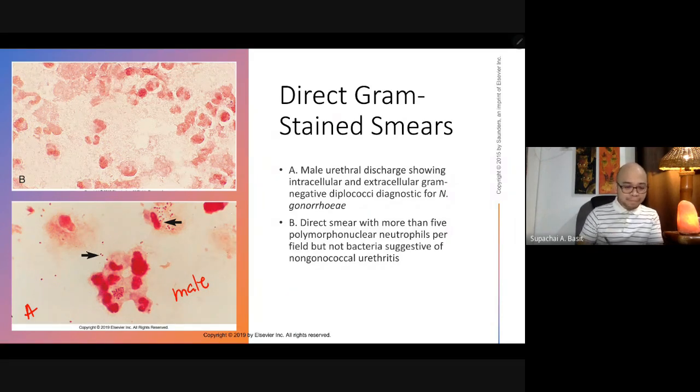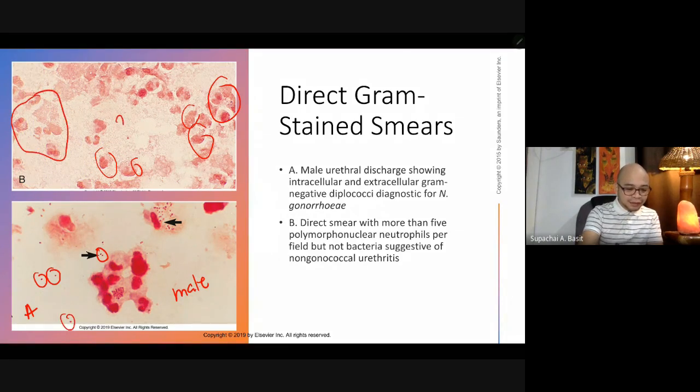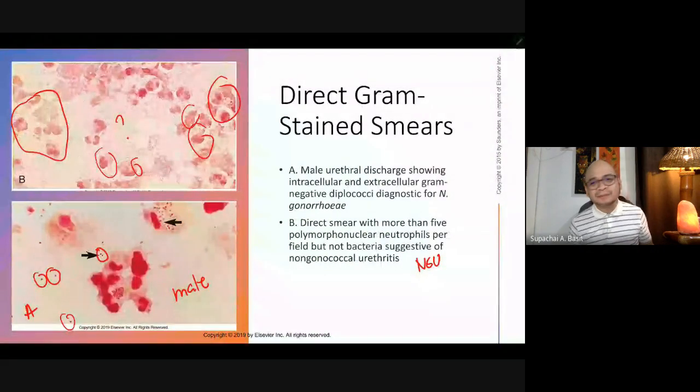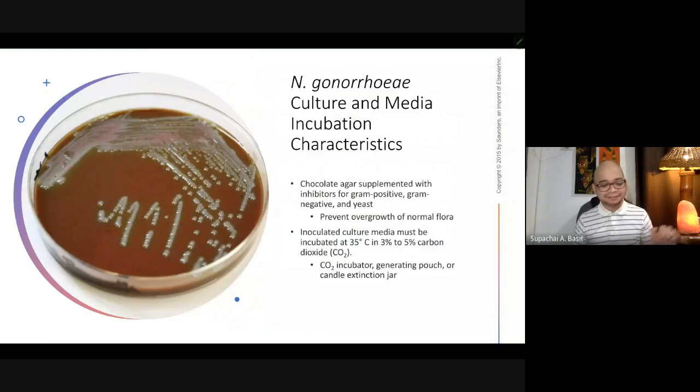Here you see a lot of neutrophils. There are many neutrophils, but there's no bacteria. This is the bacteria, bacteria, bacteria. But here, many WBC, but no bacteria. So it is suggestive of NGU. Again, an example of NGU is Ureaplasma urealyticum. We will actually talk about it more during the finals.